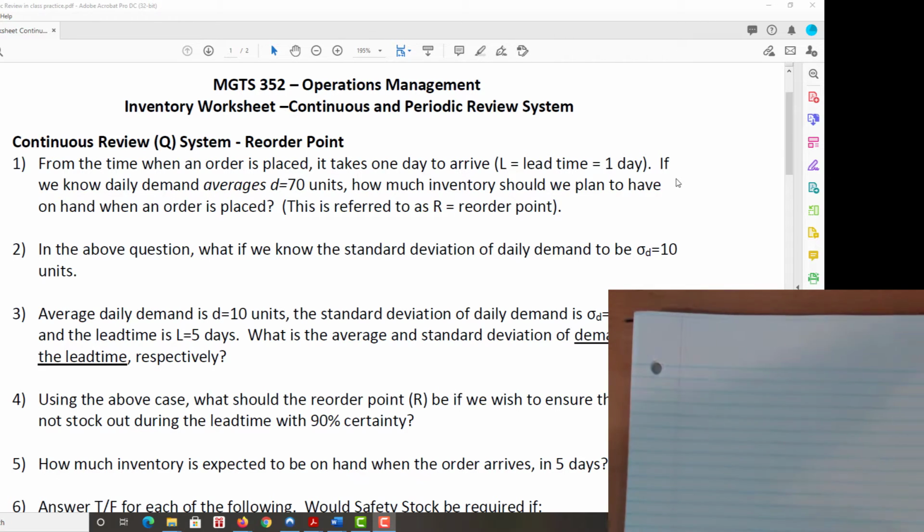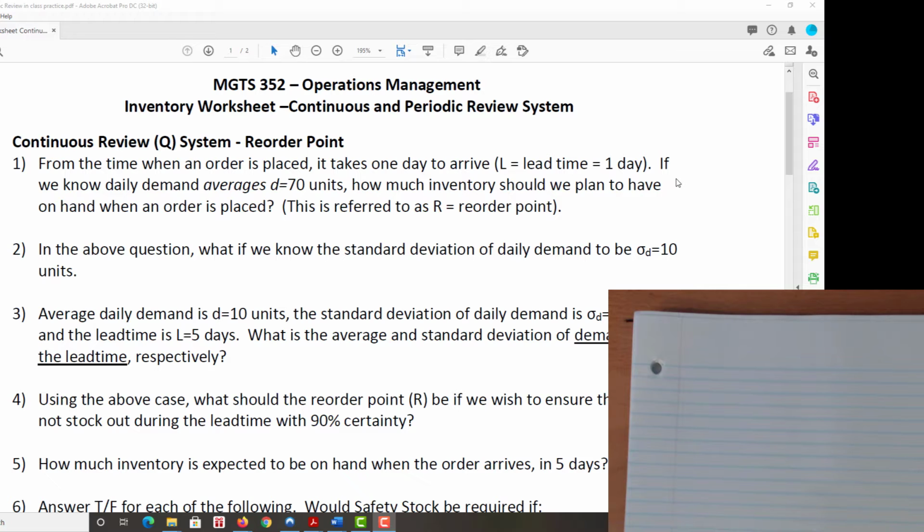Now, this is important because, okay, we read it and we go, that's fine. But think about when you go get the exam, the stuff in brackets is not going to be there. So we need to understand how much inventory we should plan to have on hand when the order is placed. That's another way of asking for the reorder point. The reorder point is easy to calculate: D bar times L, 70 times 1, you get 70.